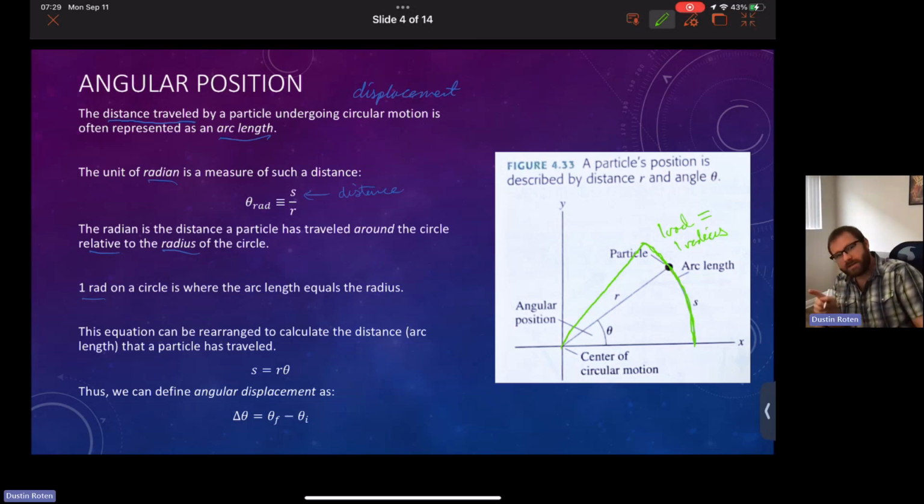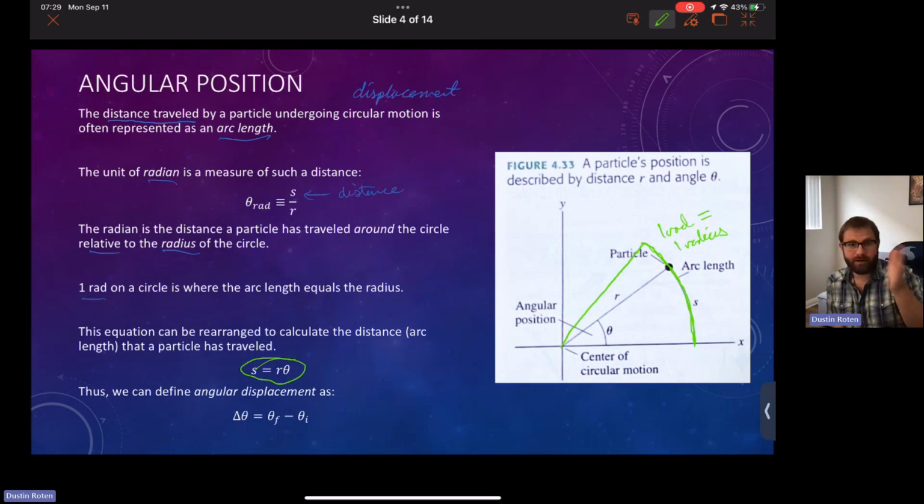Now, we'll do this later, so I'll bring it up now. This equation can be rewritten to calculate the distance, the arc length, that a particle has traveled. So we'll use this version of this relationship quite a bit. So the arc length is essentially just the radius times whatever angle this particle has swept out on the circle.